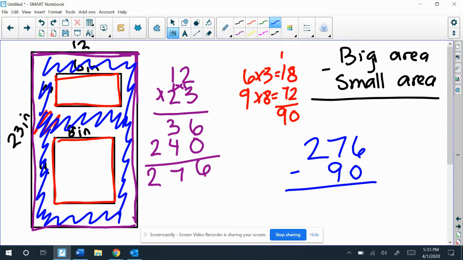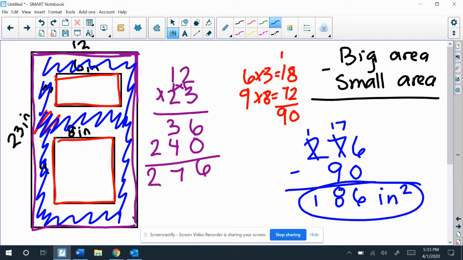Well, 6, can't do this, have to regroup. This will give me 8 and 1. The part I want to color is 186 inches squared. I hope this helped you in learning how to figure out the shaded parts or part of a rectangle where you don't want to color in the whole part, just the outside edge.